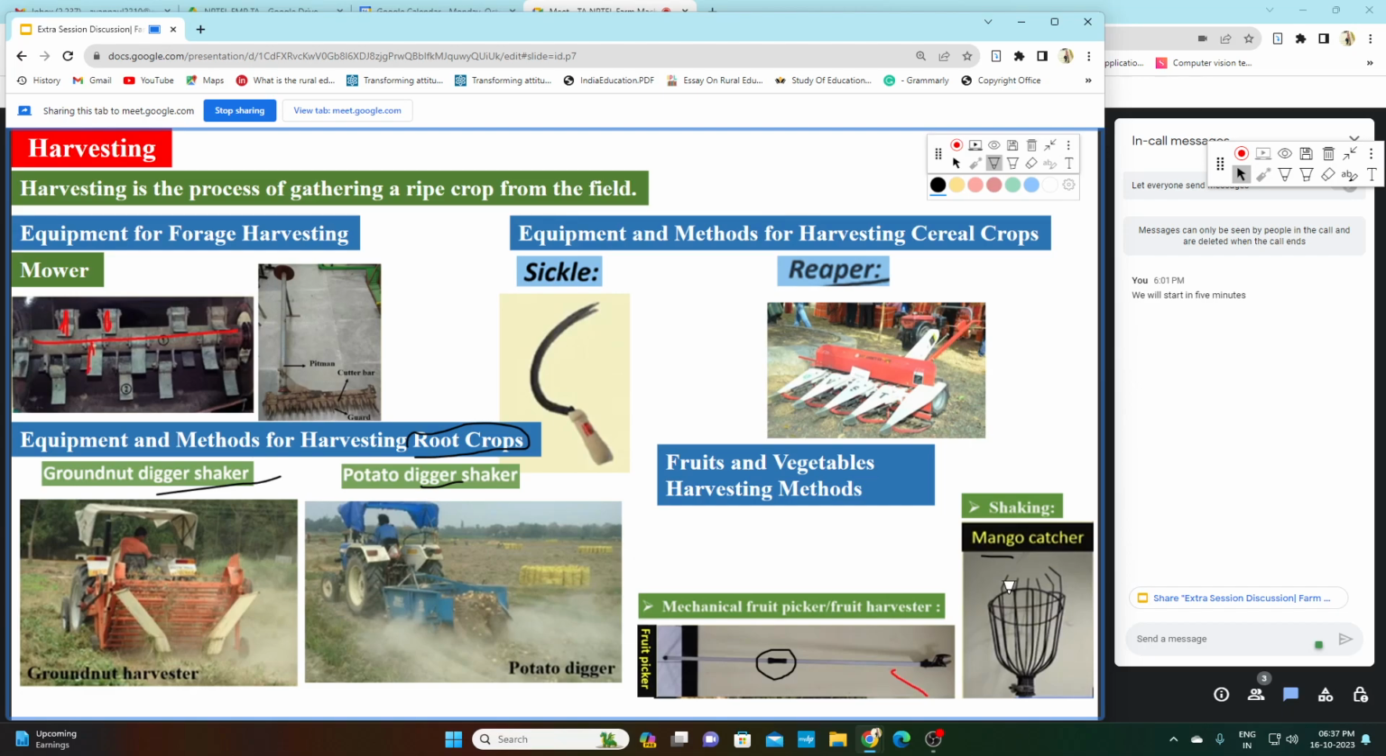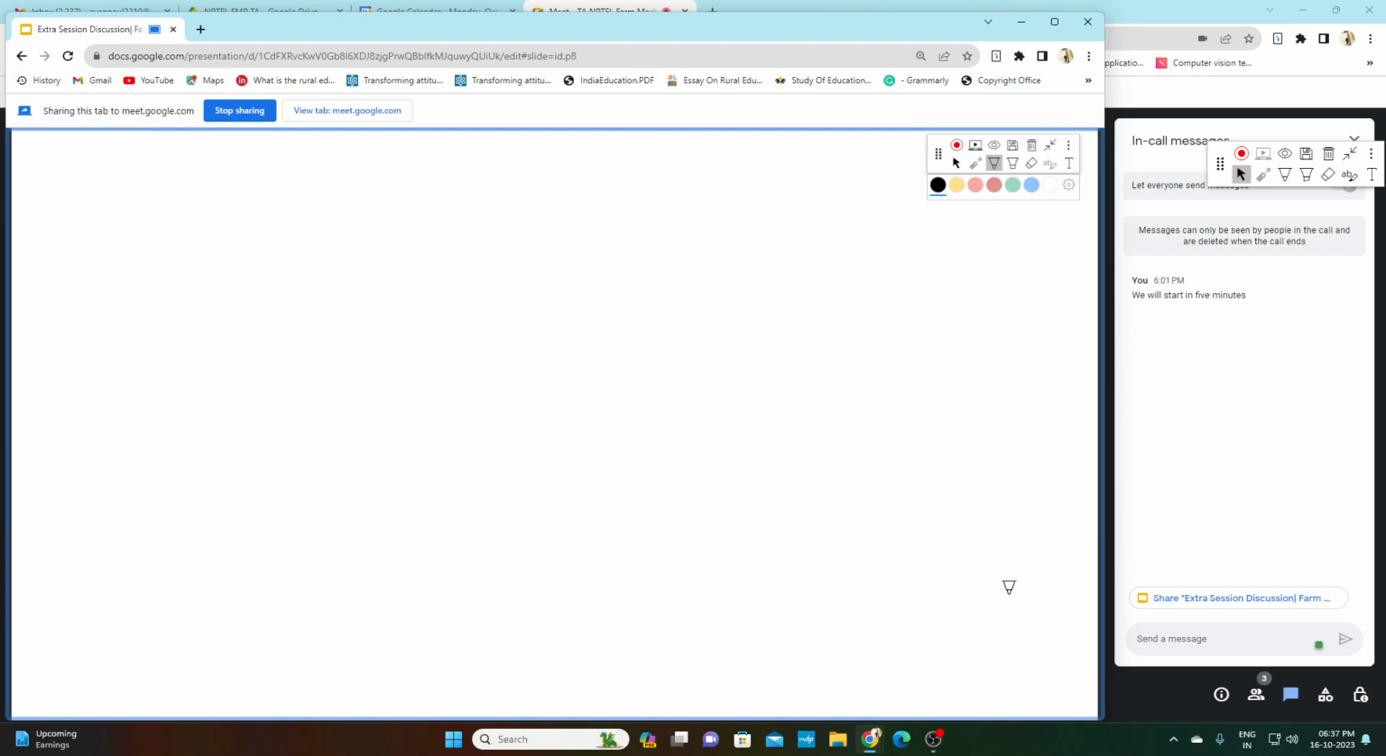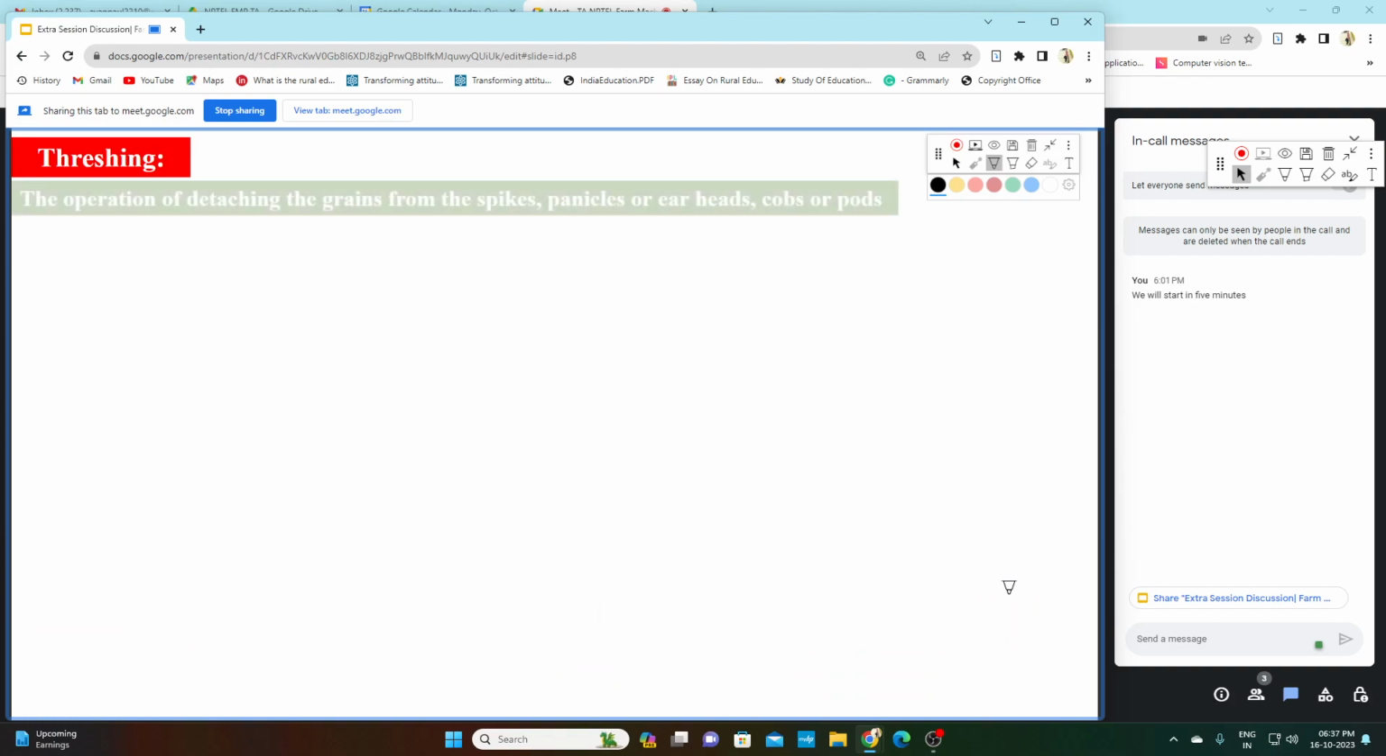So that is all about our first part of the four farm machinery operations, that is harvesting. What is the second part? Second part is threshing. Okay, what is threshing? Threshing is the operation of detaching the grain from spikes, panicles or ear heads, cobs or pods. So what happens is that whenever we are doing the harvesting operation, like for cereal crops, we are generally cutting the main stem. Okay, that we are doing.